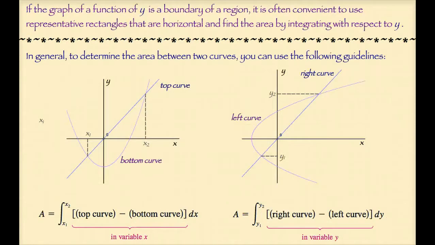If the graph of a function of y is a boundary of a region, it is often convenient to use representative rectangles that are horizontal and find the area by integrating with respect to y. In general, to determine the area between two curves, you can use the following guidelines. If your curves are in variable x, you'll integrate top curve minus bottom curve, and the endpoints of integration will be the left x value to the right x value. If your functions are in variable y, you're going to integrate right curve minus left curve, and your endpoints of integration will be from the lower y value to the upper y value.